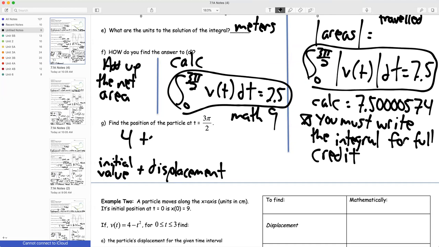So I'm going to write that out: the integral from 0 to 3 pi over 2 of b of t dt. And what is my position? I can answer the question now. What was the displacement? 2.5 plus the initial value of 4. So my position would be 6.5 meters.